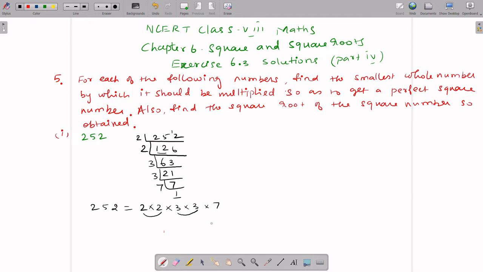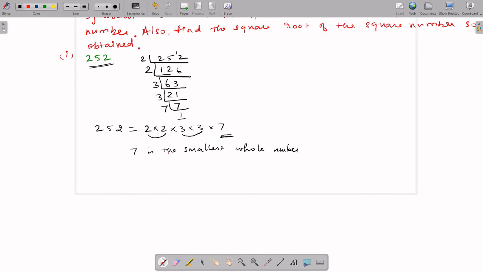So 7 is the smallest whole number. We conclude our answer: 7 is the smallest whole number by which the given number is multiplied to get a perfect square. When you multiply this number by 7, then you can get a new square number.